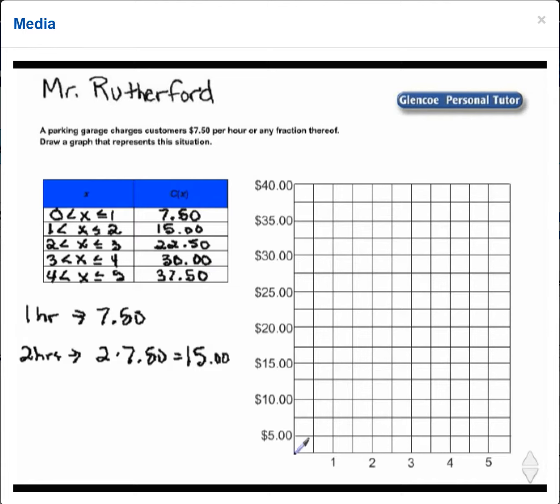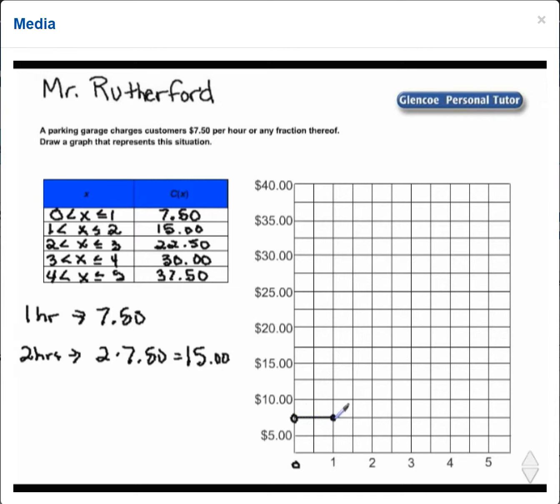So here we have 0, or the origin, and 1. We said that our cost was $7.50. Now notice our inequality does not include the number 0, so I'm going to have an open circle at 0, and I'm going to go up to 7.50, which is between 5 and 10. So we have an open circle there. We'll have a closed circle at 1 because it does include 1, and we're going to put a line between those two.